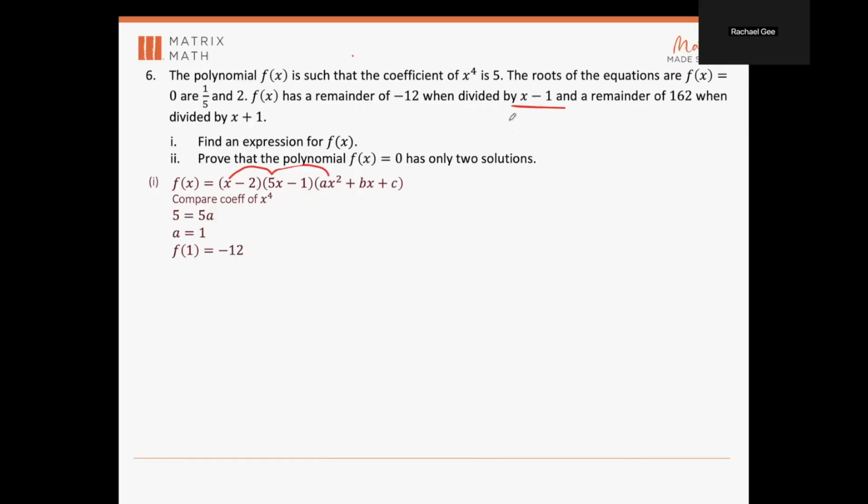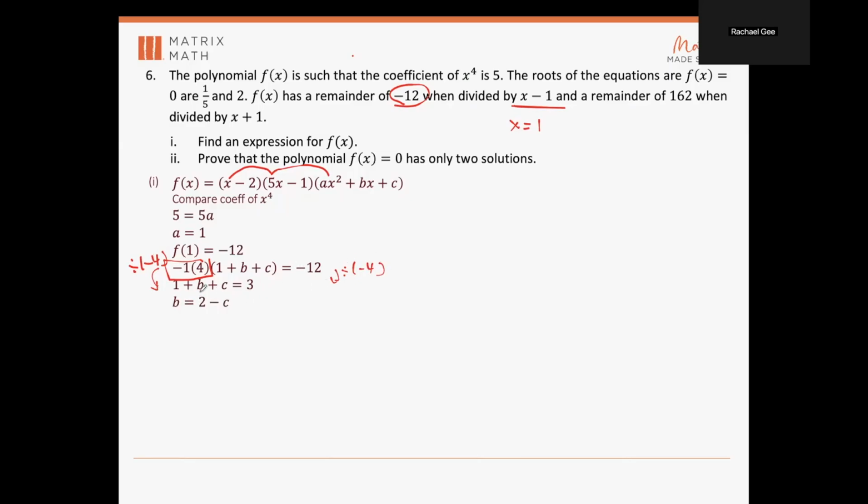Okay, when x - 1 = 0, x equals 1. So f(1) will be -12, the remainder here. So we'll put 1 into here. So 1 - 2 is -1, then 5 times 1 - 1 is 4. Then a is 1, so 1 times 1 is 1. Then b + c. So over here, instead of expanding out, since this is a multiplication, you can just divide both sides by negative 4. You don't have to expand and then divide at the end. So negative 12 divided by negative 4 will give you 3.